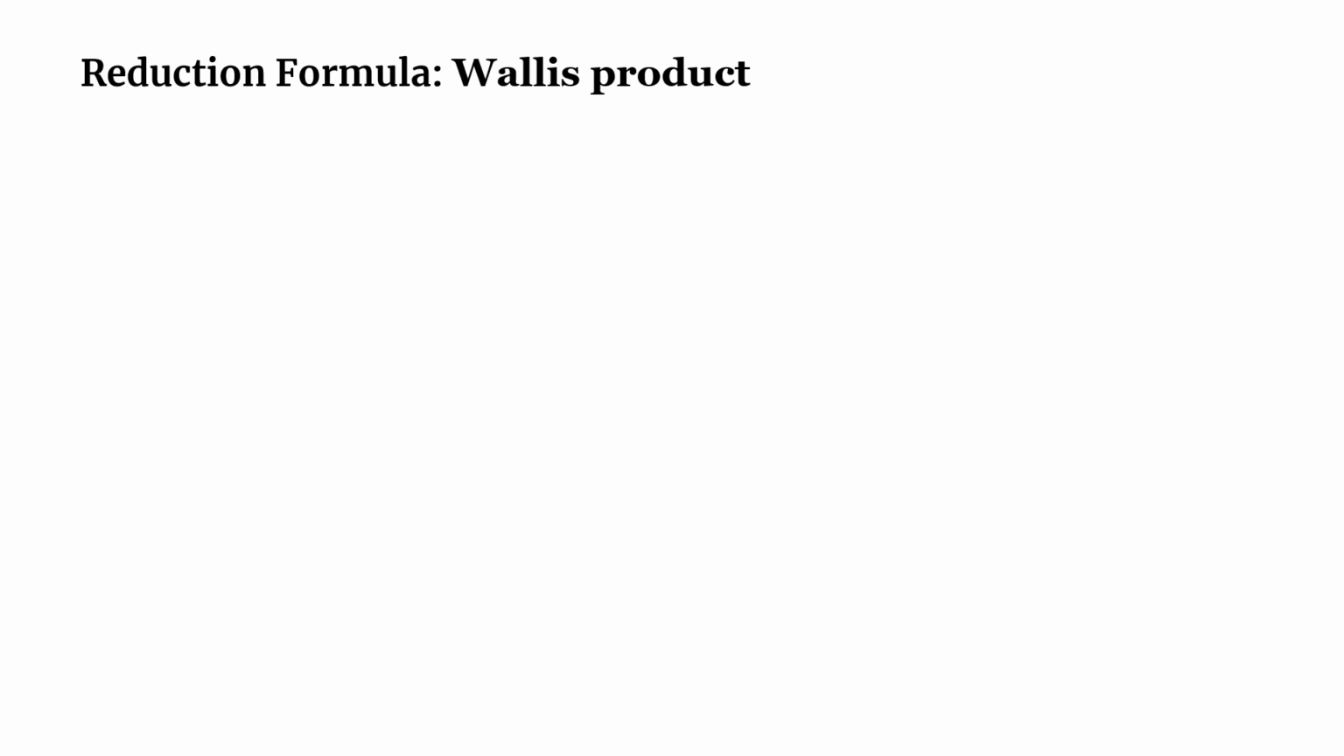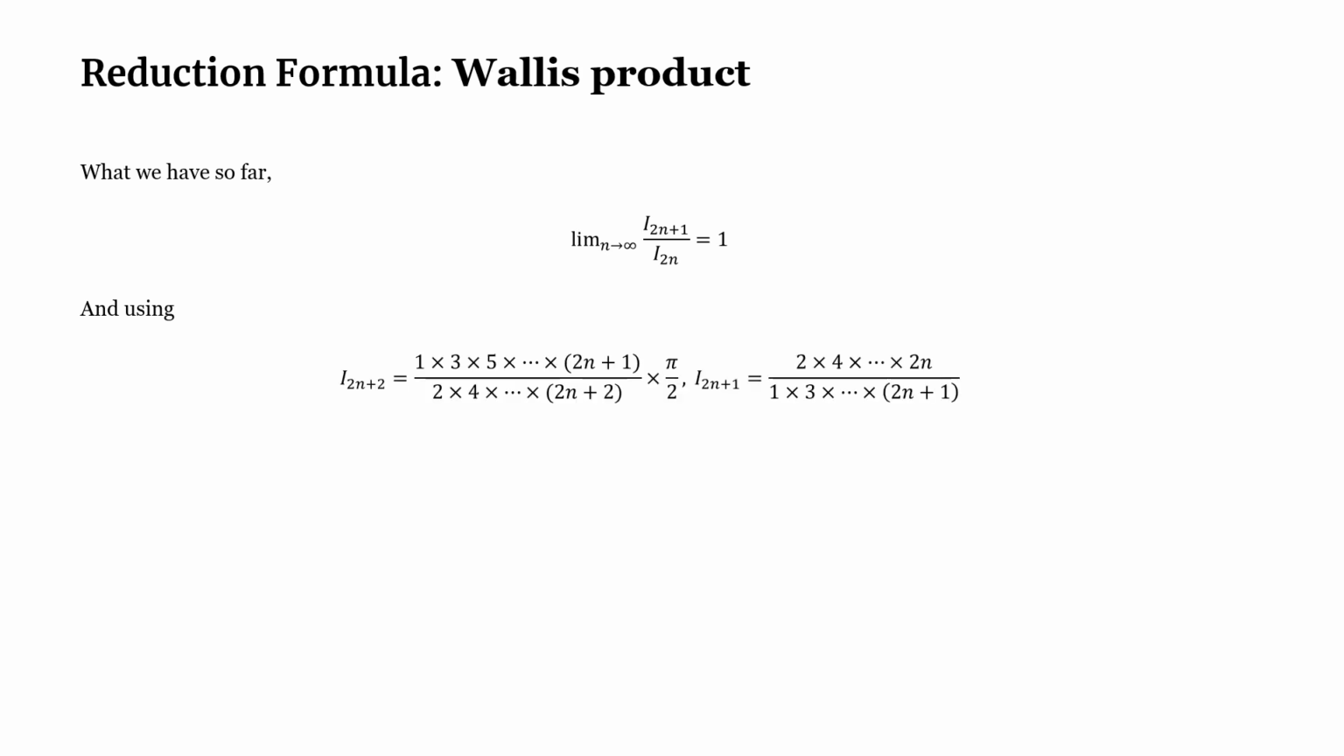So let us please gather what we have so far. First of all, from the last part, we showed that the ratio between the I2n plus 1 and I2n actually converges to 1. That is great. And using the definition that we have derived, which was the I2n general formula, we have this ratio. That is lovely. That's great. And then we also know the ratio of that from the first part will converge to 1.